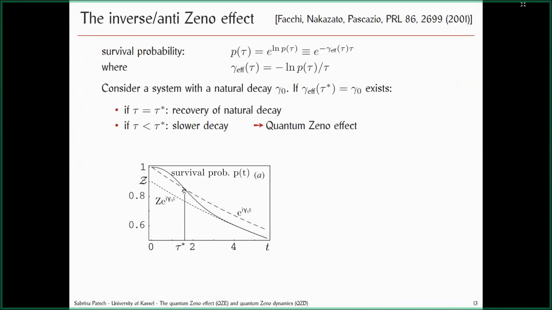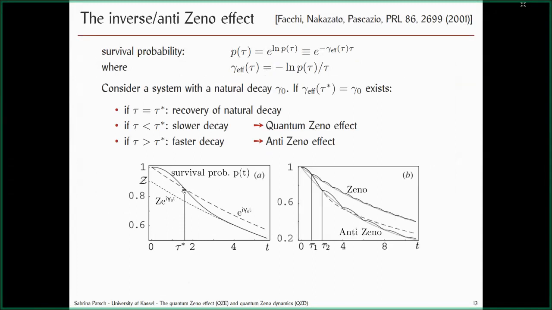But you already see I can also do the opposite. I can also go on the right side of the system, and then I see that when my time in between two measurements is actually larger than this time tau star, then my decay is faster. So I'm actually increasing the decay of my system by performing measurements, and this is called the anti-Zeno effect.